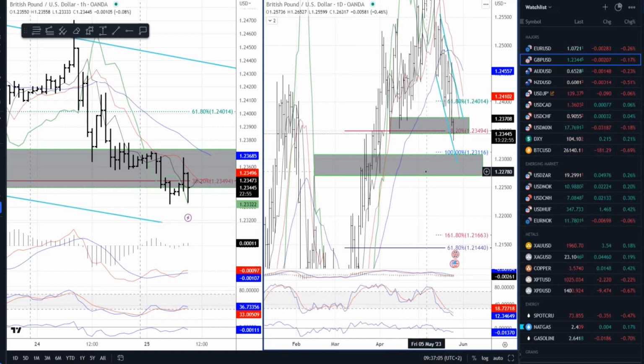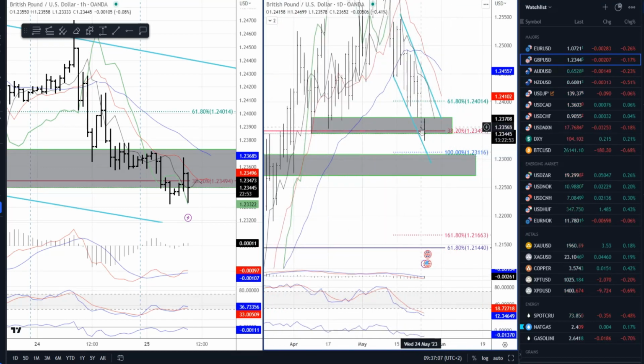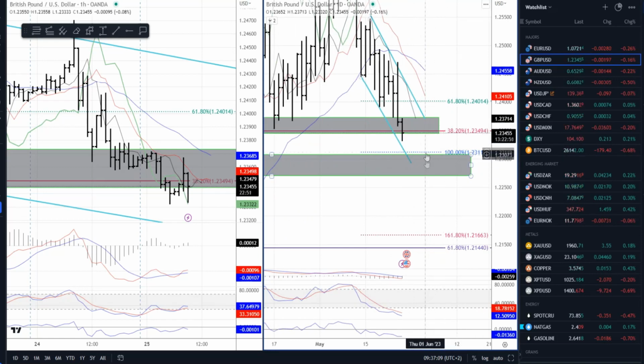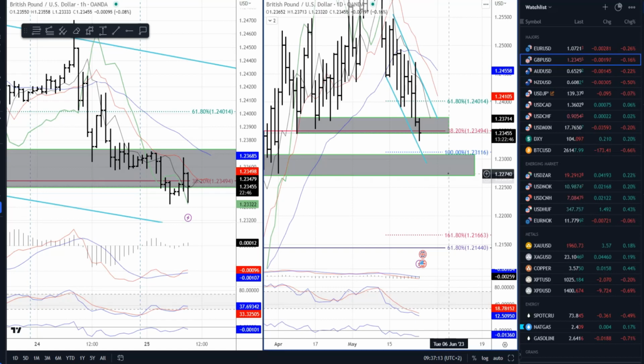We have another area, 1.2278. In case of further downside movement, we also have very important pivot levels, 1.2311 and 1.2278.